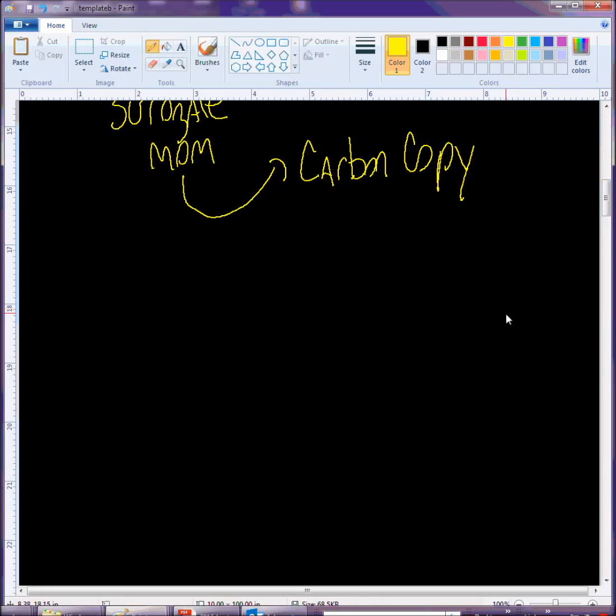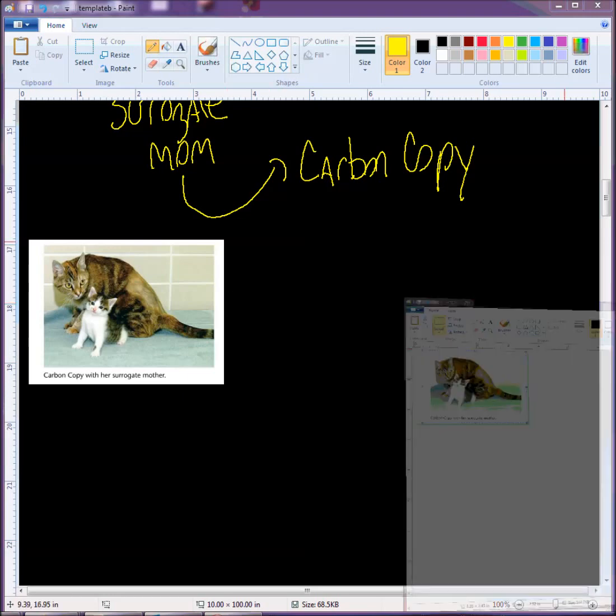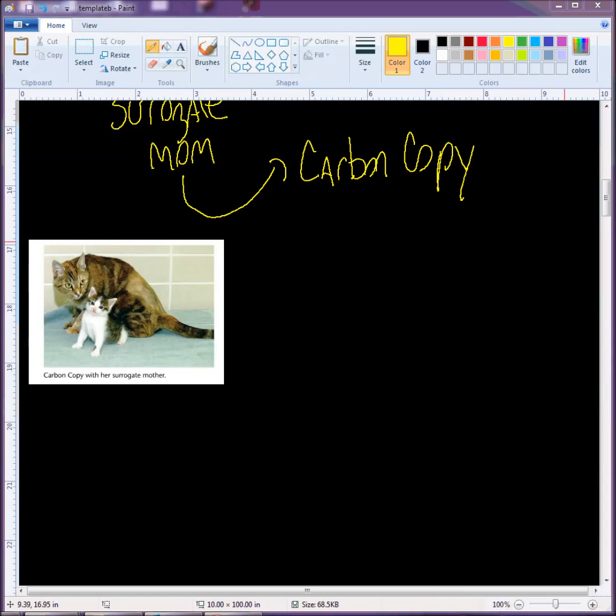And we can actually see the photo of Carbon Copy on page 196. Okay, let's take a look here. Hold on a second while I pause this and get that photo for us. And there's the picture of Carbon Copy with her surrogate mom, and Carbon Copy is really cute, I think. Okay, let's go back to the question. I lost it, so give me a moment here. Let me pause the video. Okay, I have the question back.